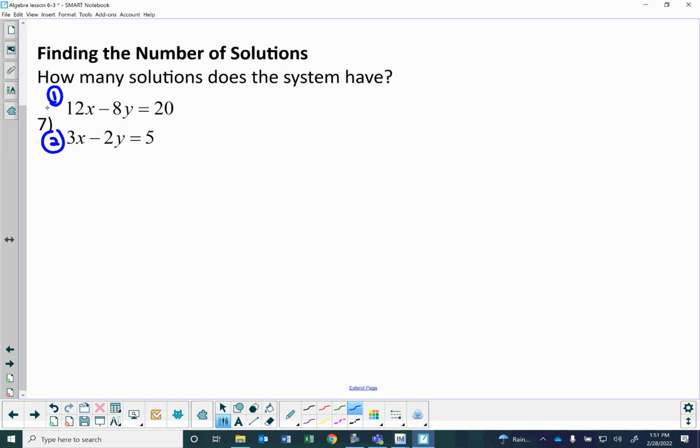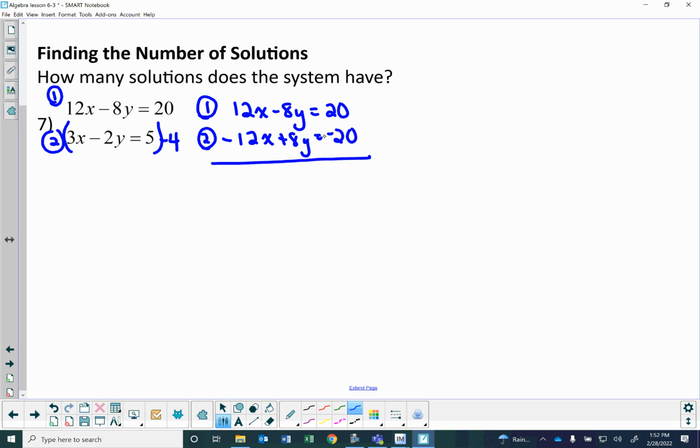I think I'm going to get rid of x. So I'm going to multiply the second equation by -4. My first equation stays as 12x minus 8y equals 20. My second equation becomes -12x plus 8y equals -20. Well, what do you know? Absolutely everything canceled out. I have 0 equals 0, which is a true statement. Since we get a true statement, this has infinitely many solutions.